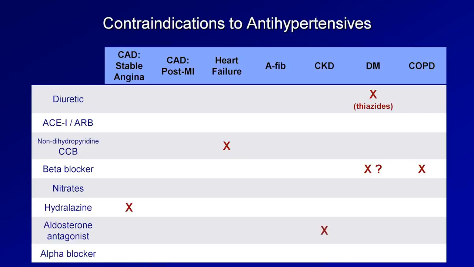Aldosterone antagonists can lead to hyperkalemia and are thus to be avoided in chronic kidney disease. And last, some studies show worse outcomes when alpha blockers are used in patients with heart failure.